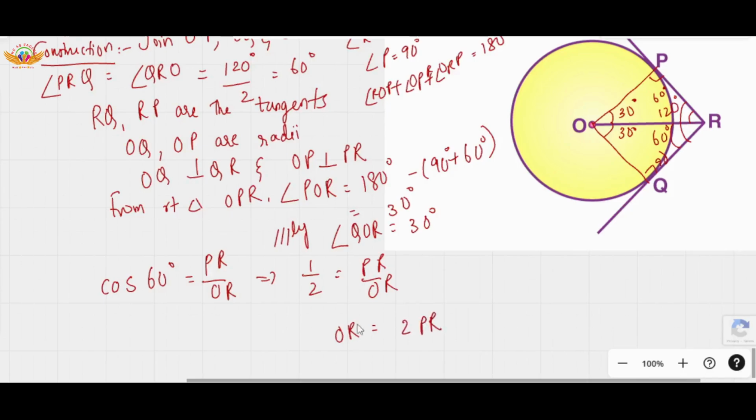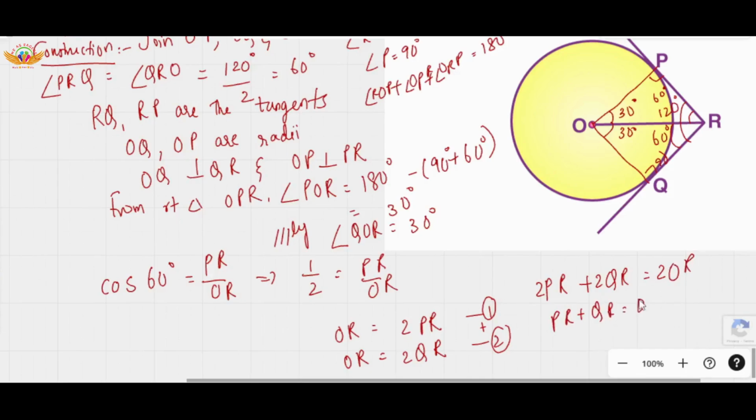So OR is equal to 2PR. Again from this right angle triangle, another triangle, we will get OR is equal to 2QR. Just from the first equation and second equation, adding them, 2PR plus 2QR will be equal to 2OR. So PR plus QR is equal to OR. So I'm just using the trigonometric ratio here to get the sides.